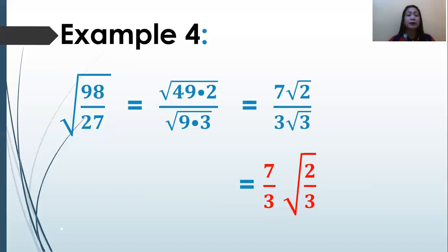Example number 4. The square root of 98 over 27. Both numbers are not perfect squares, so we are going to think of two numbers where one of those numbers is a perfect square. For 98, we have 49 times 2, and for 27, we have 9 times 3. Let's start with the numerator. Square root of 49 times 2 is equal to 7 square root of 2. For the denominator, the square root of 9 times 3 is equal to 3 square root of 3. So our final answer is 7 over 3 times the square root of 2/3.